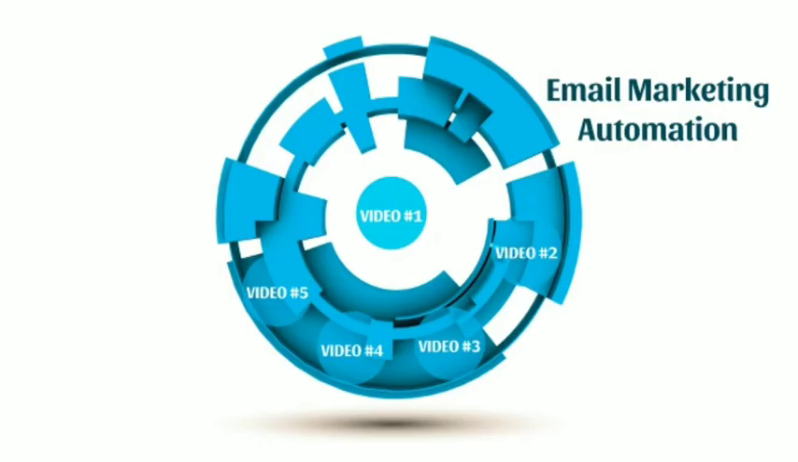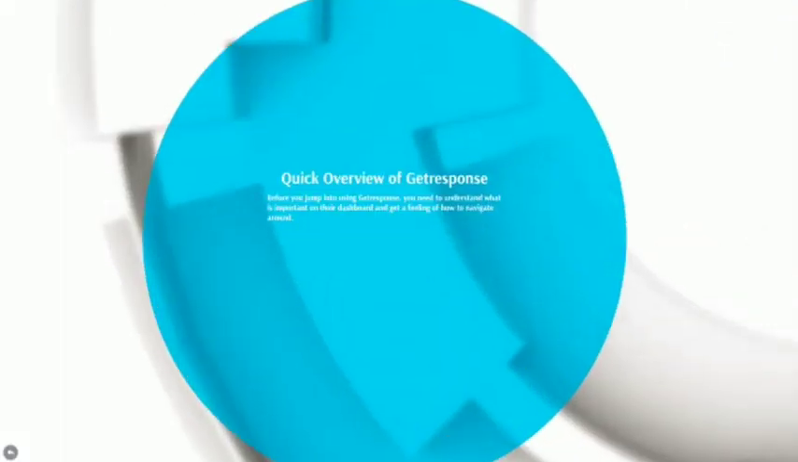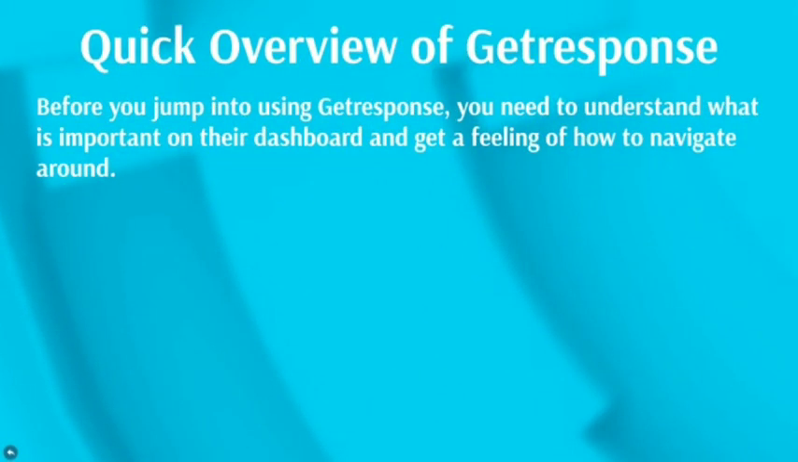Okay, so now that you understand how to build your email autoresponder series, let's jump right into video number 5 and talk about a quick overview of GetResponse. In this video, I'm going to give you an overview of the dashboard itself. We're going to log in, and that way you have a better idea of where everything is and what we're actually going to use.